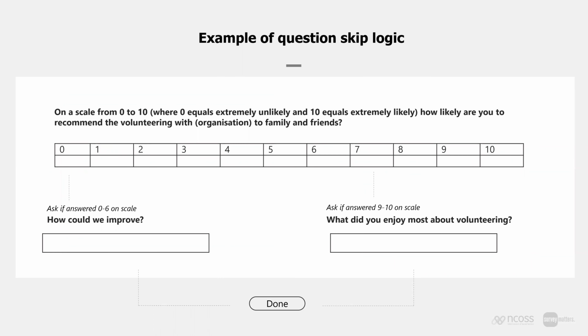So the first one, an example of the questionnaire skip logic. In this question, the respondent is faced with a recommendation question where they need to answer between 0 to 10 how likely they are to recommend volunteering at your organisation. Now, if they answer between 0 to 6, they're presented with a subsequent question which says, how could we improve? However, if they answer between 9 and 10, they're presented with a different question, which is, what did you enjoy most about your volunteering experience? So that just allows you to customise what is the next question that people see based on their previous response. And you can do that for a range of different questions.